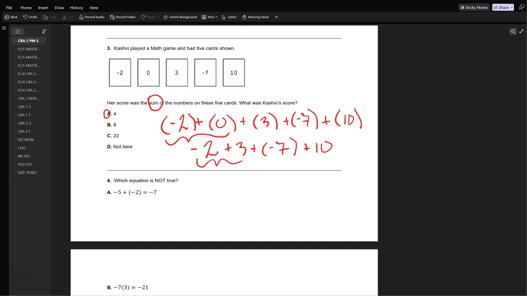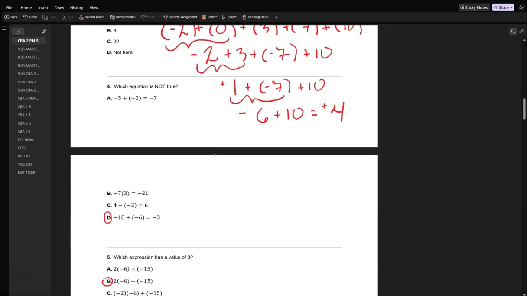I'm going to go these two, and that's different signs. The positive wins. I subtract the 2, I get a 1. Alright. Now I'm in this situation. They have different signs. Okay, the negative's going to win. I subtract 7 minus 1, I get a 6. And lastly, once again, different signs. The positive's going to win. 10 minus 6 is 4. And there's the answer.